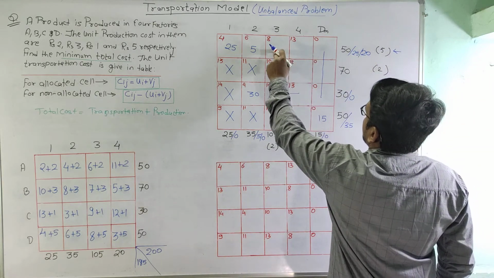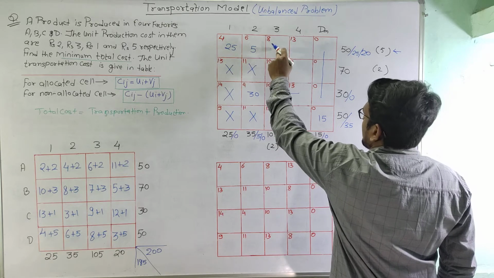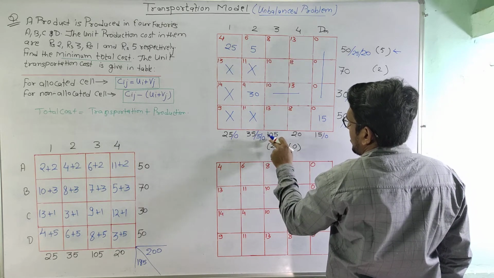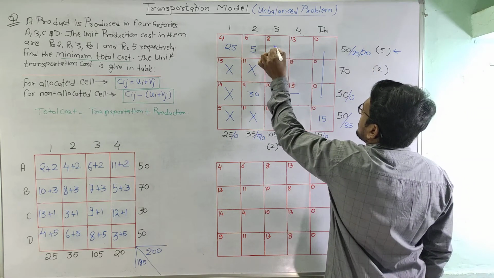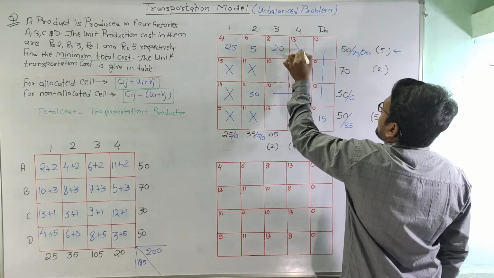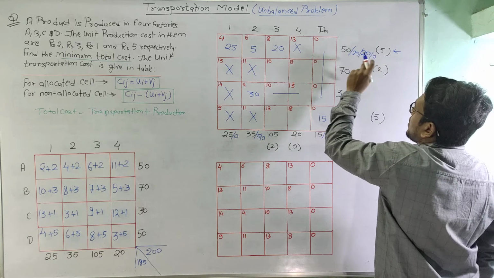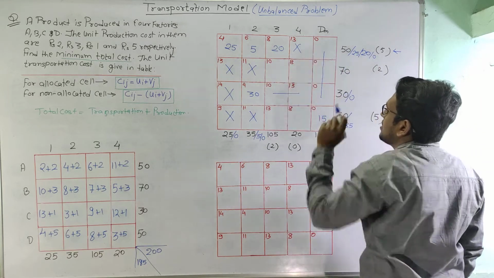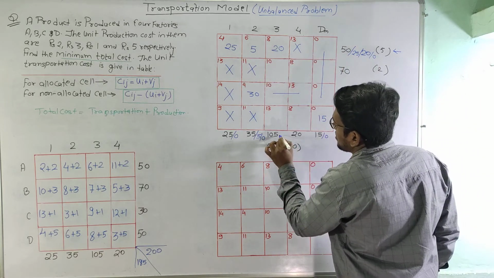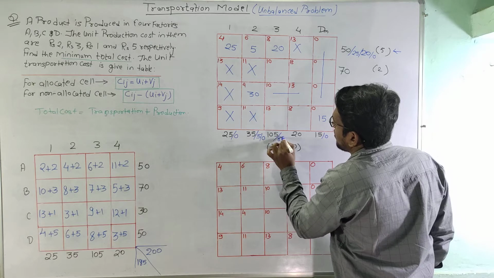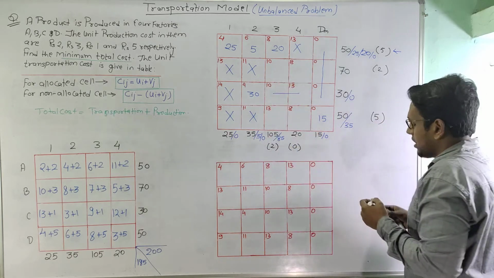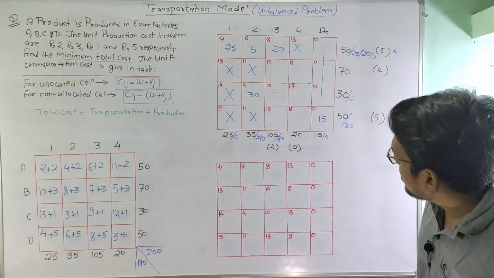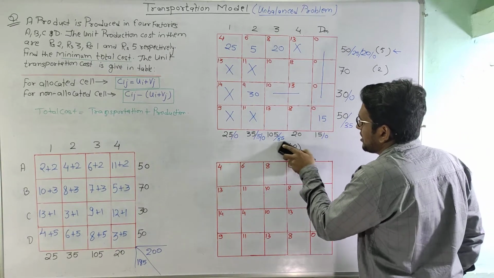and the minimum cost here is 8. So the demand is 105, supply is 20, that means 20 can be fulfilled, and after fulfilling this has become 0 and no more allocation can be done in this row. Similarly, this has been reduced to 85, and now again we need to calculate the penalties.